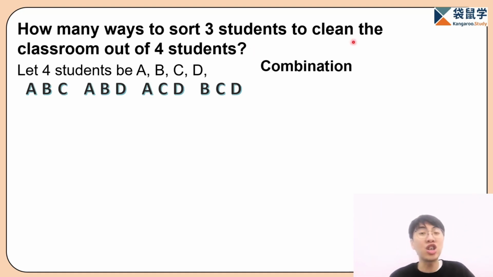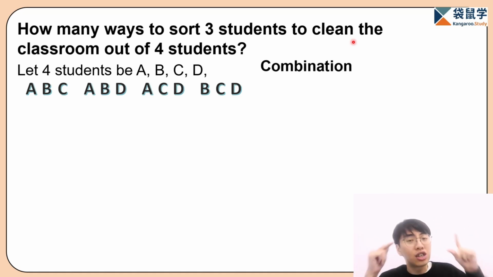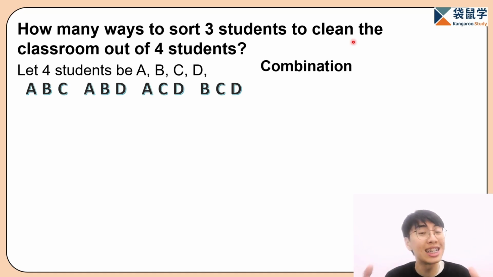But for combination, what should be the alphabet that we represent it with? And the answer is just C. So 4 students select 3 students. So in combination, it's just 4C3. But how do we write out 4C3? This is what we have to consider. How does it relate to the permutation that we have obtained just now?